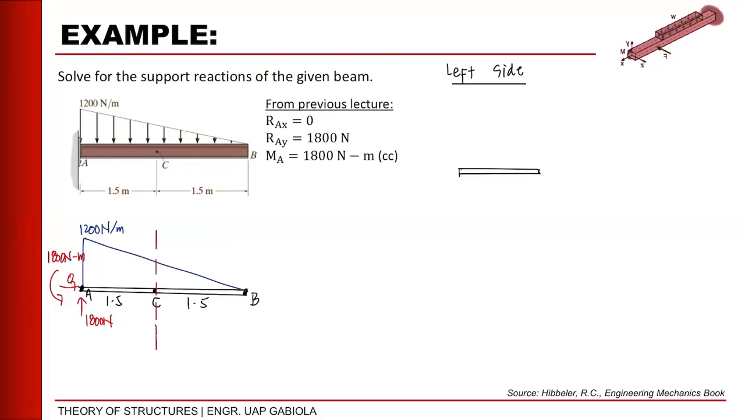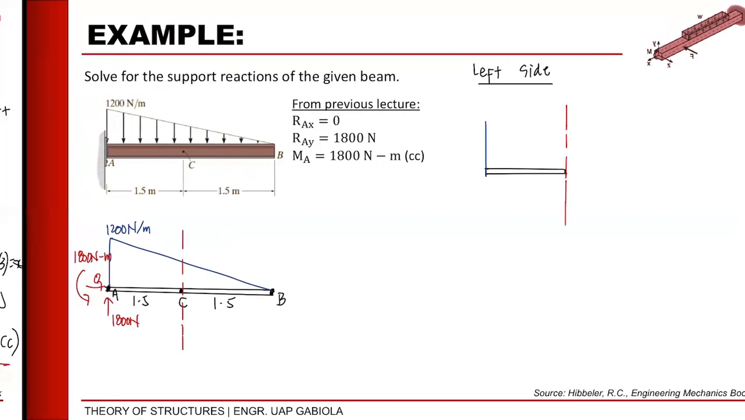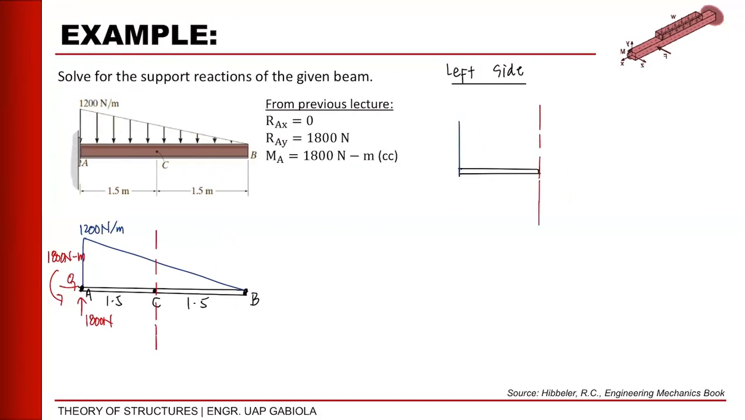And then this is our portion, our cut portion. And the loading will become trapezoidal, no? Sorry. Okay, we discussed that. Here we have 1,800. It has 0, and then it has a moment of 1,800 Newton meter.